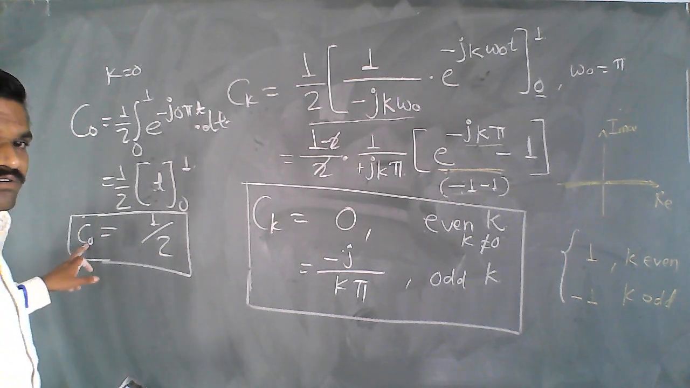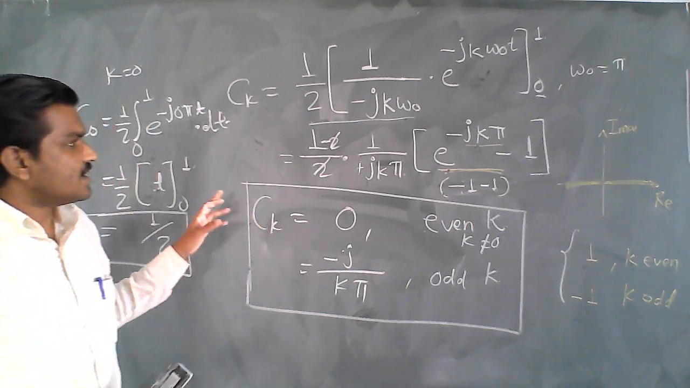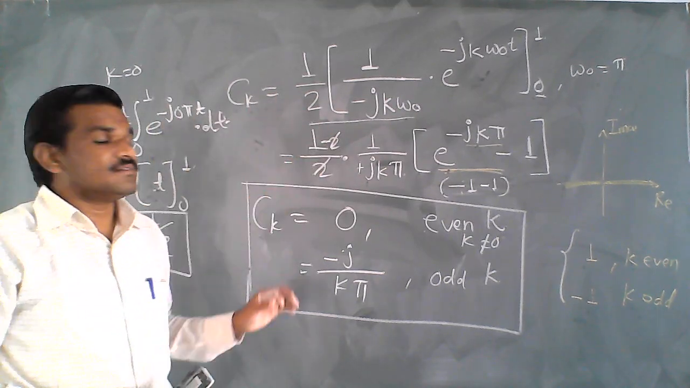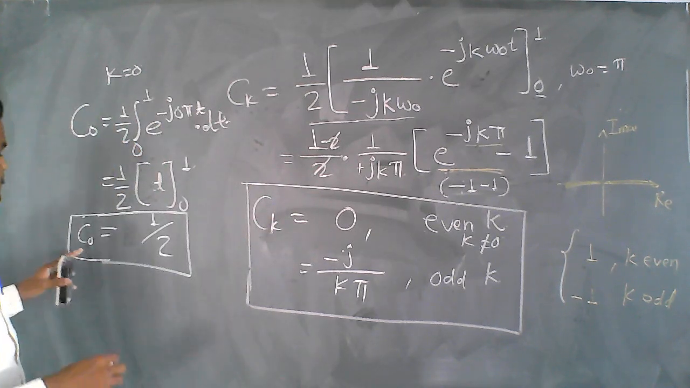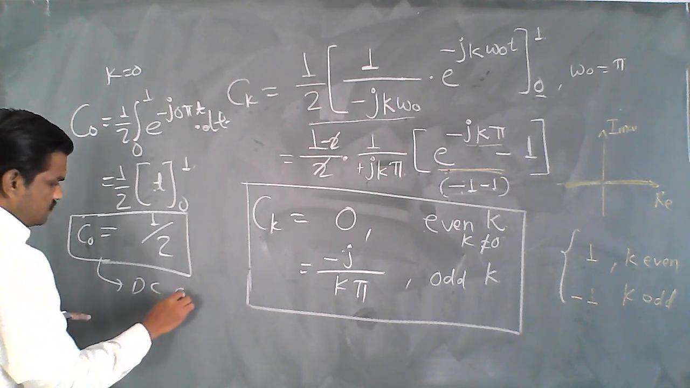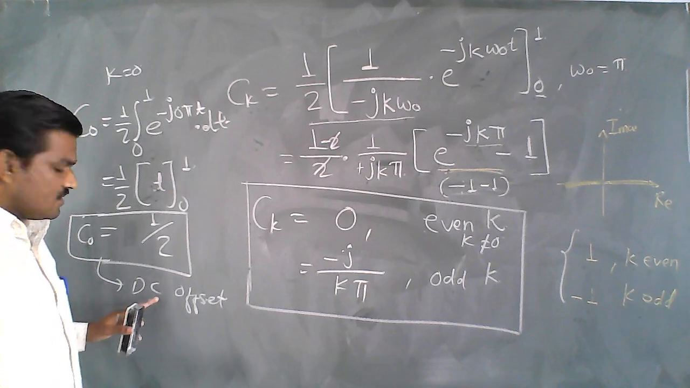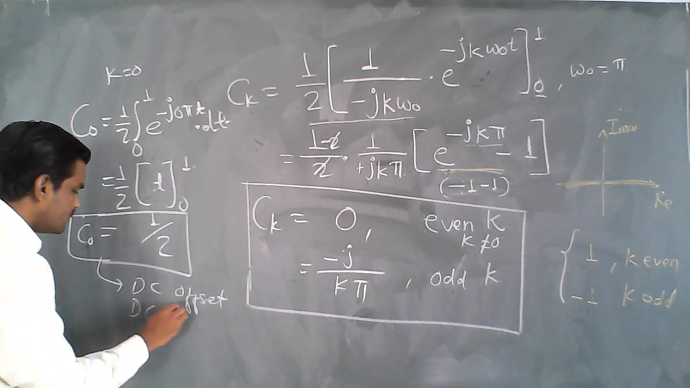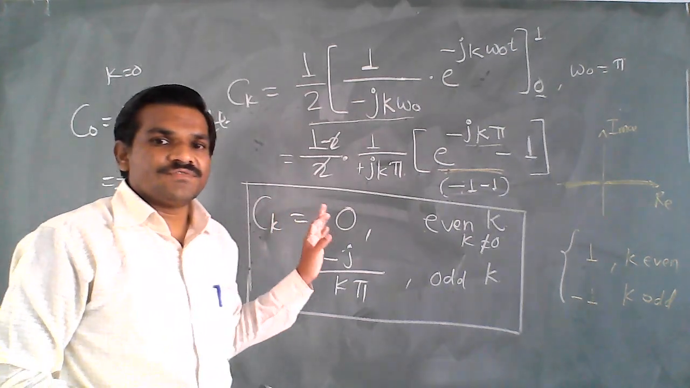So you got the value of c0, and we got the value of ck. This is nothing but the Fourier series coefficient for the rectangular pulse. What is this c0? c0 is nothing but the DC offset, or you can say the DC value, and this is the coefficient.